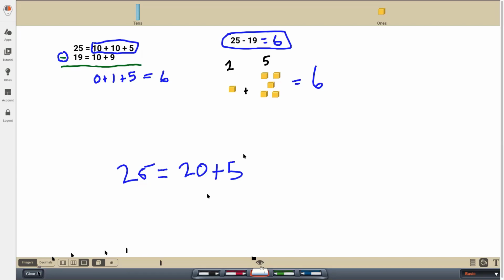Thank you for joining me. That was subtraction using expanded form, interacting with numbers flexibly, and base 10 blocks.